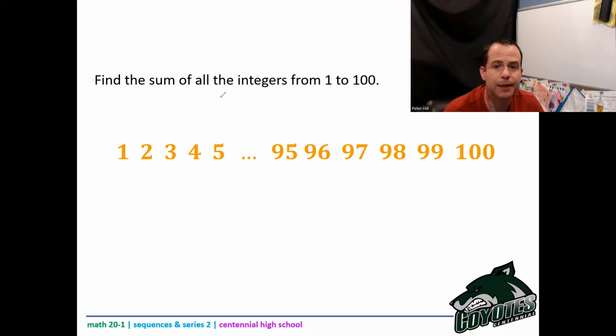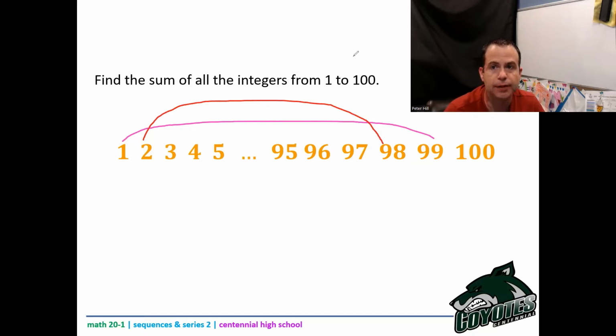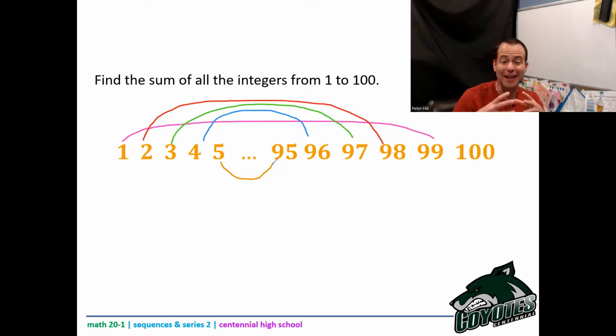Okay, so I'm thinking, hey, look at this. 1 and 99 is 100. 2 and 98 is 100. 3 and 97 is 100. 4 and 96 is 100. And 5, guess what? 5 and 95 is 100. So I can see all these friendly pairs.